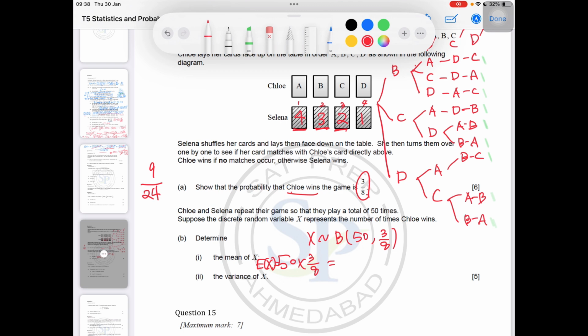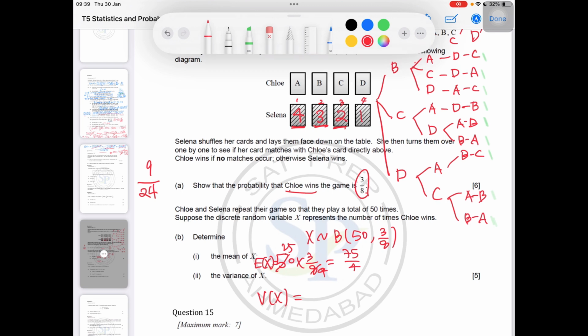So 75/4. The variance of x is np(1 minus p). So this is already np, 75 over 4, and 1 minus p is 5 over 8. So 375 over 32. That's it.